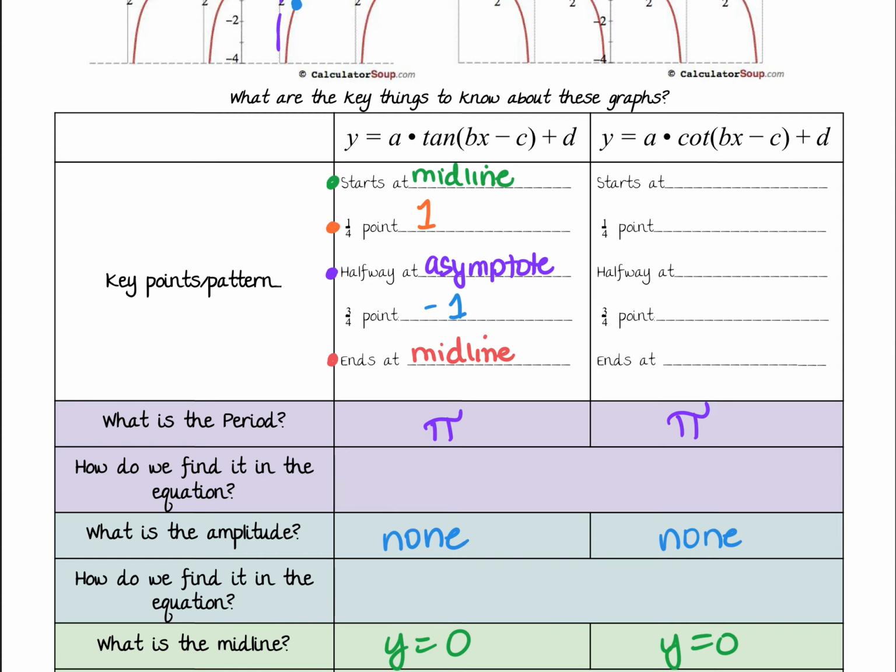So let's look at cotangent. This one starts with an asymptote, which means that it'll end the same way. All right, so it ends with an asymptote pi units later. Halfway between the beginning and end, we're going to be at a midline point, or in the middle of your graph. You can think of it either way. And then once again, I'll talk about these quarter points later, but our quarter point is at 1, and our 3/4 point is at -1.